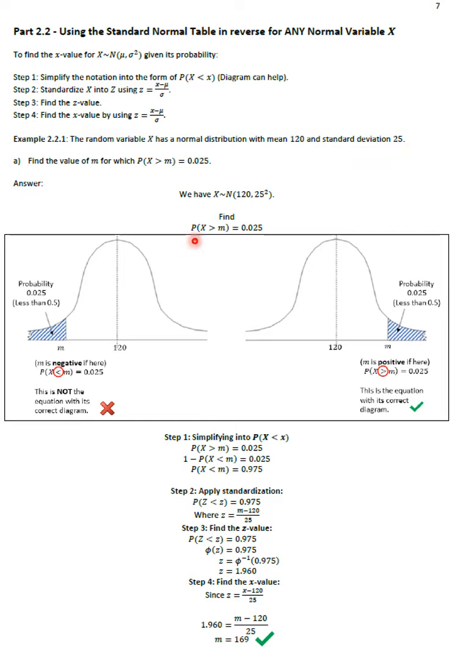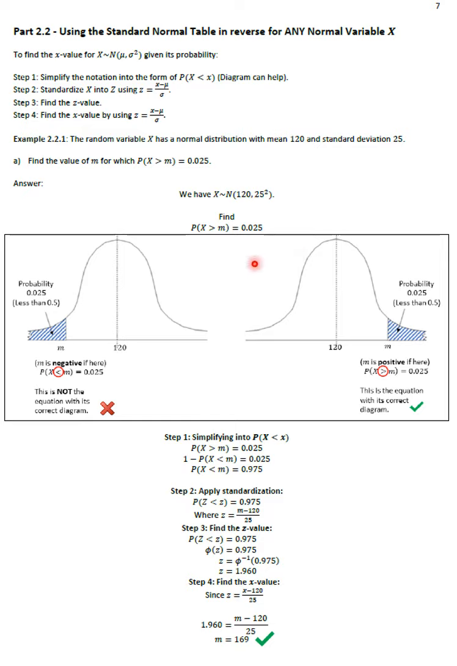So find P(X greater than m) equals 0.025. So m is your x value, not z. So you're going to have to do some kind of standardizing here. But before that, step 1, you need to simplify it into P(X less than x), small x. So 0.025 is the probability.